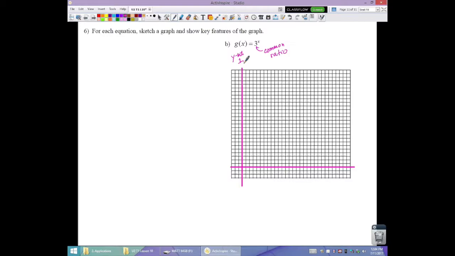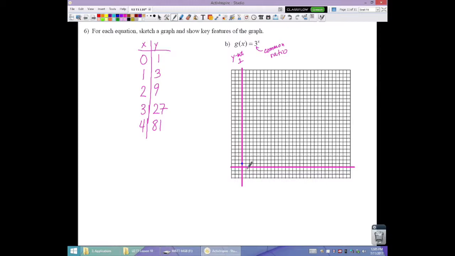So I'm going to go ahead and make a little table of values here. The y-intercept is 1, so 0, 1. 3 to the 1 is 3. When I put a 2 in there, 3 squared is 9. Put a 3 in there, I'm at 27. I'm already probably going to be off my grid. Because when x is 4, this is already 81. I'm pretty sure there aren't 81 boxes there. So, we'll just put a few points to show the shape.